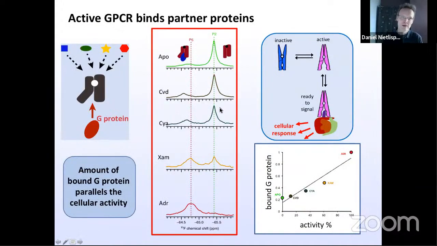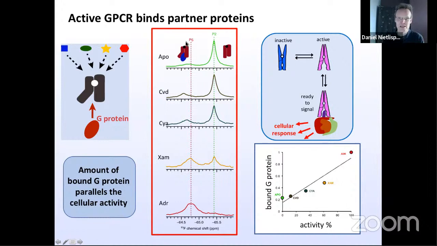So we can go a little bit further even here. As you remember, when I introduced the GPCRs to you, I mentioned that we have these extracellular ligands binding, and then this leads to coupling of a G protein with the GPCR. Now we can investigate this here by NMR, and this is what you can see in the red box here. For each of the ligands we are investigating, there are two peaks, a sharper one on the right-hand side and a broader one on the left-hand side, which is gradually increasing when we are using more activating ligand.